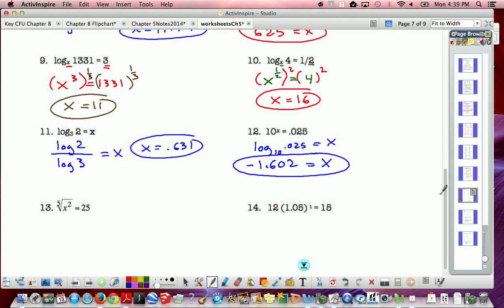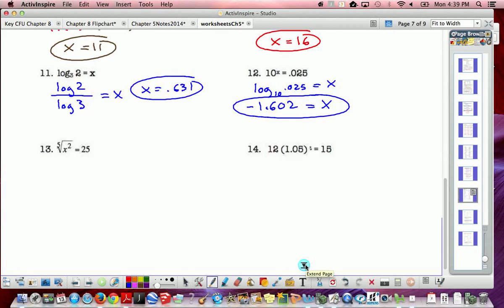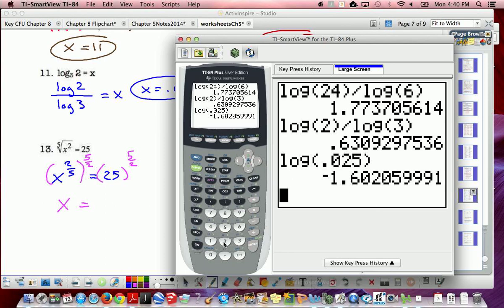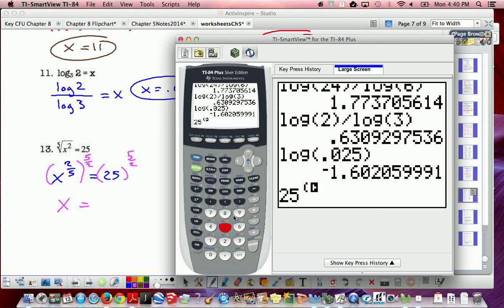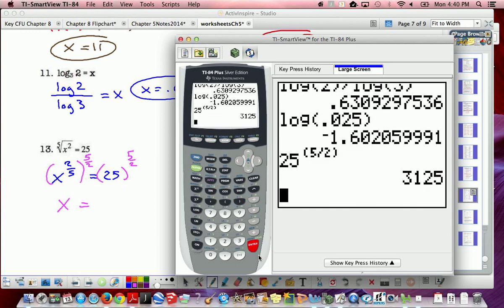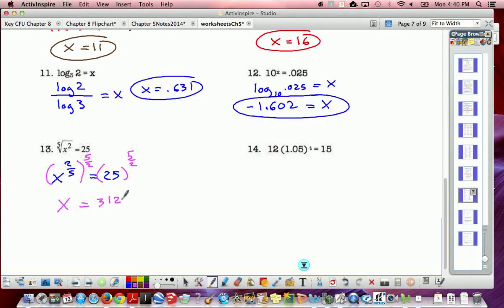All right, the next ones. Number 13 says, the 5th root of x squared equals 25. So if I write this as a fractional exponent, it's x to the 2/5 is equal to 25. So now what I want to do is raise this to the 5/2 power. So if I type that into my calculator, 25 raised to the 5/2 power ends up equaling 3,125.